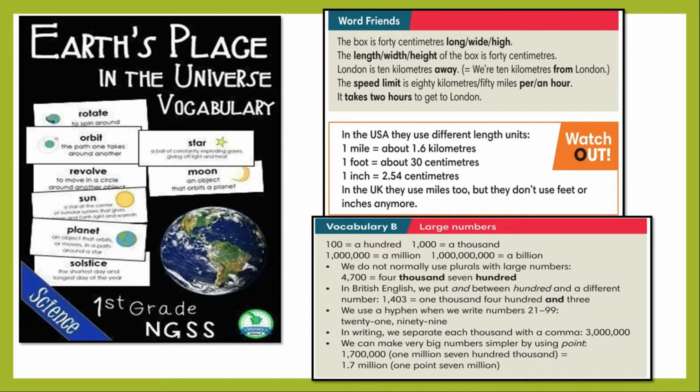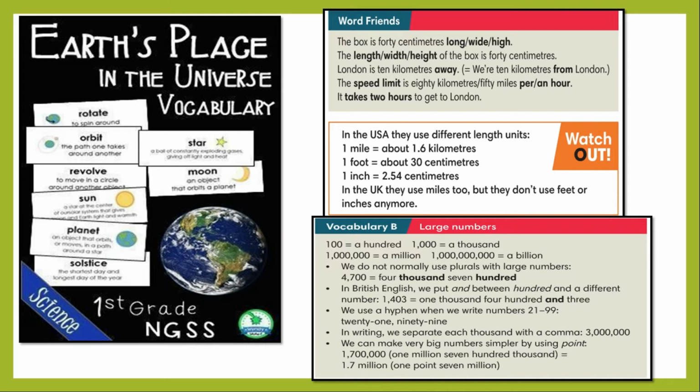4,700. Okay, remember, we do not normally use plurals with large numbers. But in British English, we put "and" between 100 and a different number. For example, I'll repeat: in British English, we put "and" between 100 and a different number. Example, 1,403. So let's keep it in mind as well because we're just talking British in that case.